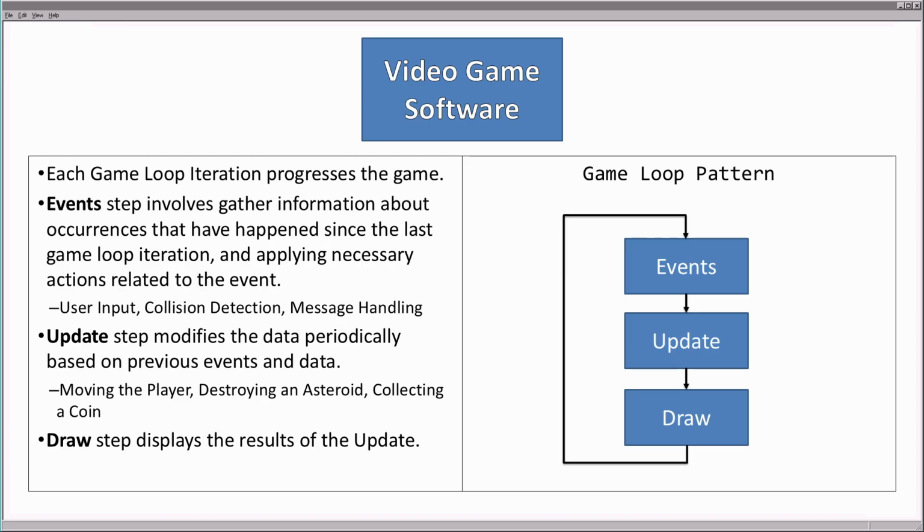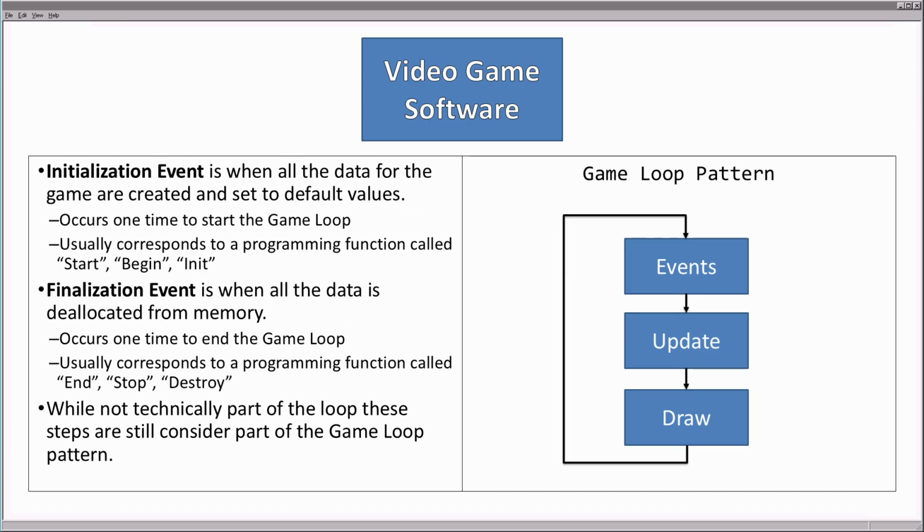The update step modifies the data periodically based on the previous events and data. Moving the player, destroying an asteroid, and collecting a coin are tasks commonly performed during the update step. Finally, the draw step displays the results of the update. As mentioned, there are steps that may appear to exist outside of the game loop pattern that we need to consider. The initialization event is when all the data or resources for a game are created and set to default values. This event only occurs one time, and it is to start the game loop.